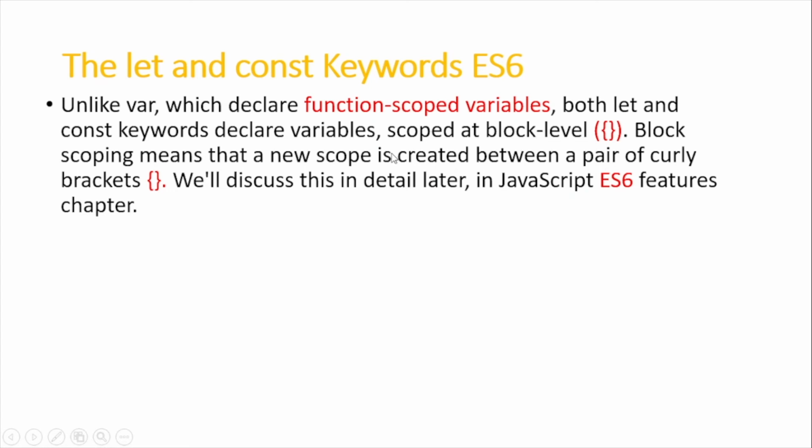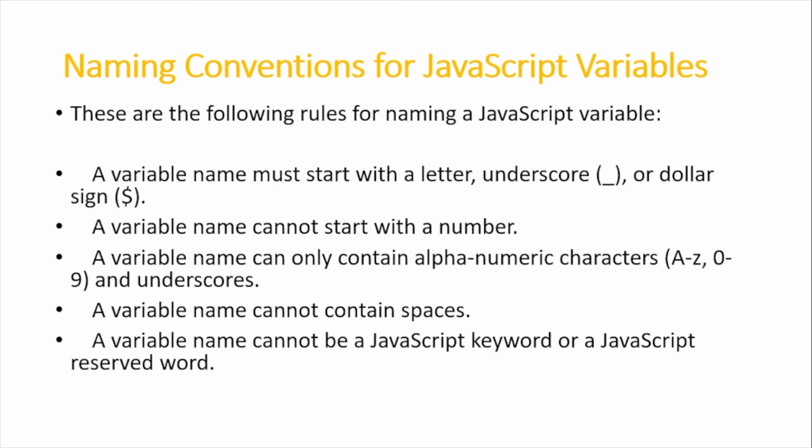Block scoping means that a new scope is created between a pair of curly brackets. So whenever there are curly brackets, you can see that's a new scope, or a block scope, you can say. If we write any variables inside these curly brackets, they will not be accessible outside that block if they are declared with let and const. If they are declared with var, we can use them in all the functions wherever you want. We'll discuss this in the later practical examples.